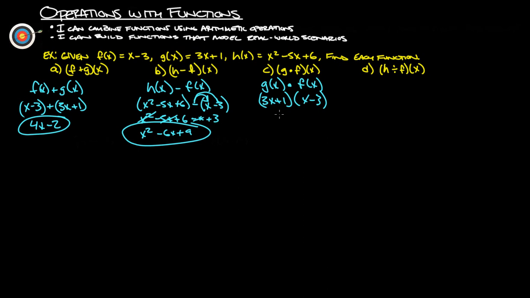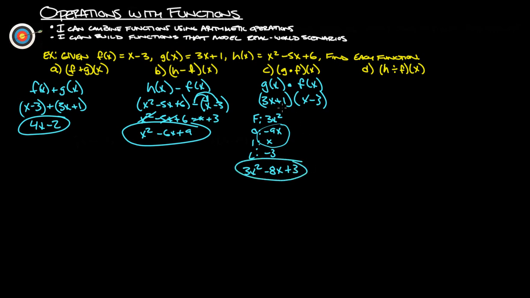Okay, and then remember, back to good old algebra, this is where you have to FOIL this thing out. So multiply it all together. 3x times x is 3x squared. Outside, 3x times negative 3 is negative 9x. Inside, 1 times x is x. And then last, 1 times negative 3 is negative 3. We combine our like terms to get 3x squared, negative 9x plus x is negative 8x, minus 3.